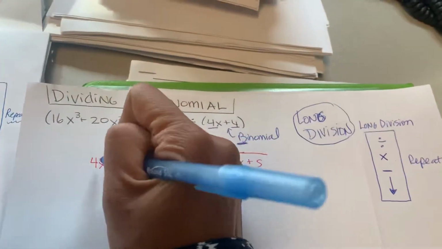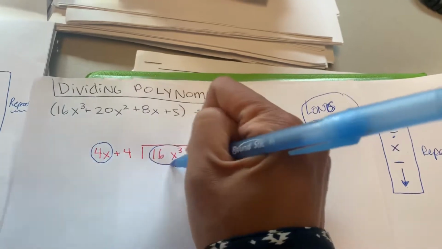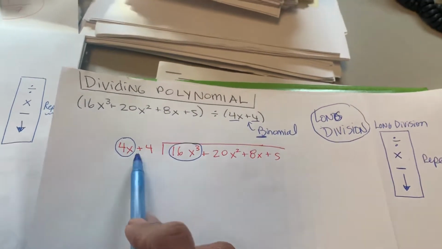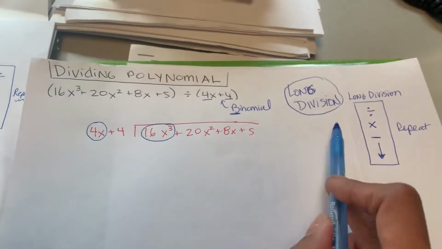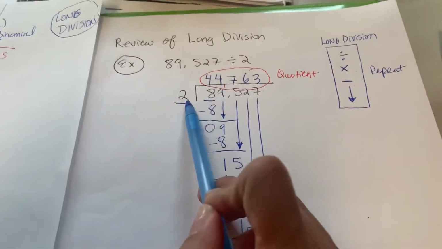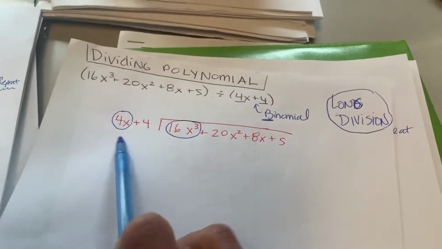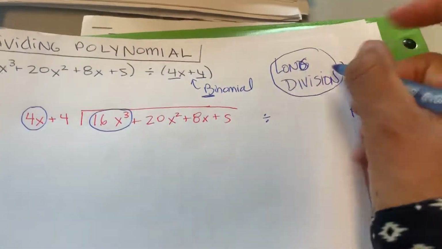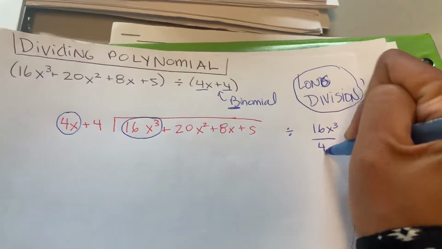So I'm going to just focus on the first term here and the first term here. So the first term inside the polynomial and the first term in this polynomial. So just focus on those two. You're going to do long division, and just like this problem here where you did 8 divided by 2, we're going to do 16x cubed divided by 4x. So I'm actually going to write it here. So division is 16x cubed divided by 4x.